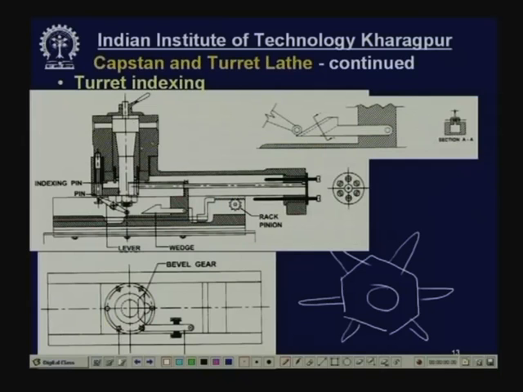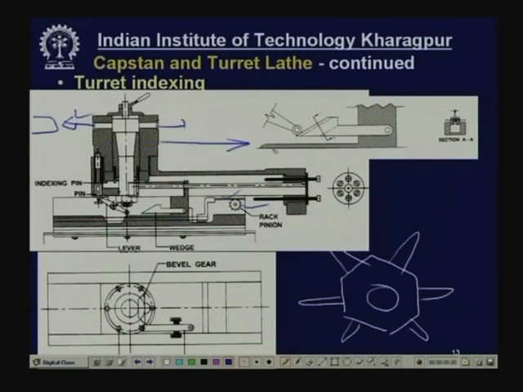So, this is a turret where the tool is fitted here. Say one cutting tool is fitted here, and the tool here, say like 6 tools. And after the tool, this is the workpiece. So, after the completion of the work, this entire turret slide has to be pulled back, and this will be done manually by rotating this pinion against this rack. So, the rack along with this will move backward.